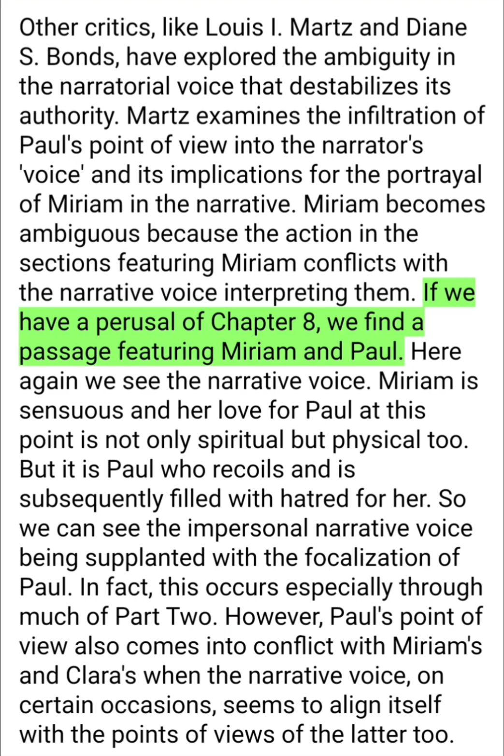If we have a perusal of chapter 8, we find a passage featuring Miriam and Paul. Here again we see the narrative voice. Miriam is sensuous and her love for Paul at this point is not only spiritual but physical too. But it is Paul who recoils and is subsequently filled with hatred for her. So we can see the impersonal narrative voice being supplanted with the focalization of Paul. In fact, this occurs especially through much of Part 2.